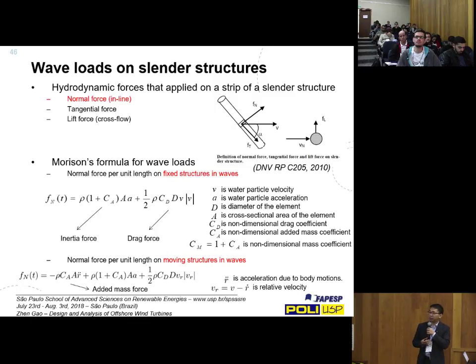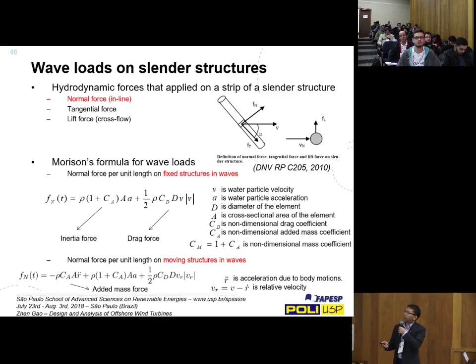And then if we look at any structure in the waves, if the structure is slender, that means the cross-sectional dimension, like the diameter, is relatively small compared to the wavelength, for example, the ratio is less than 1 to 5, then we can use the so-called Morrison formula. And this is the expression of the Morrison formula for the force normal to the direction of the element, and this is the force per unit length.